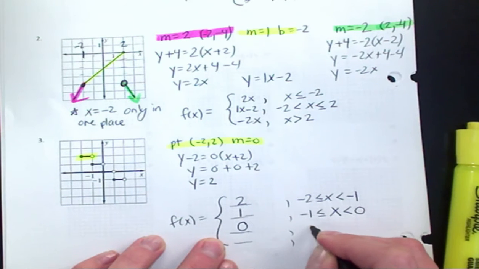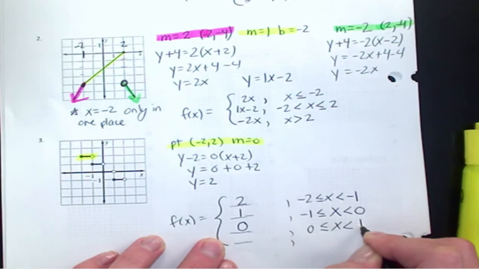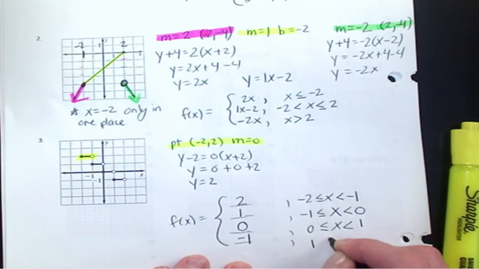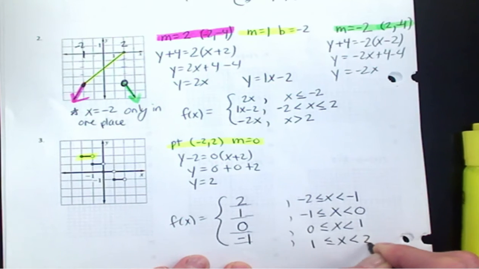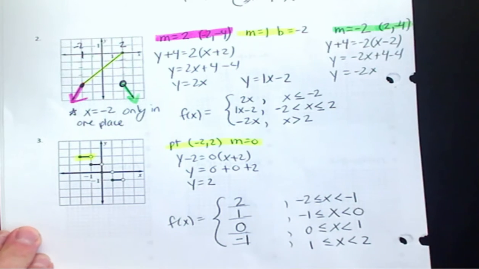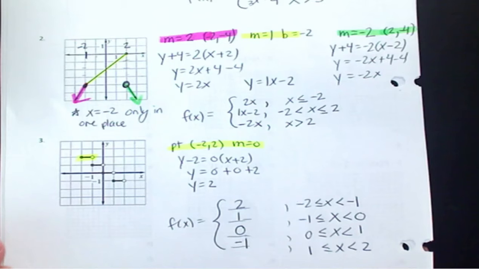0, 0 included, not included. -1, included, not included. Okay. Here we go. Put it together.